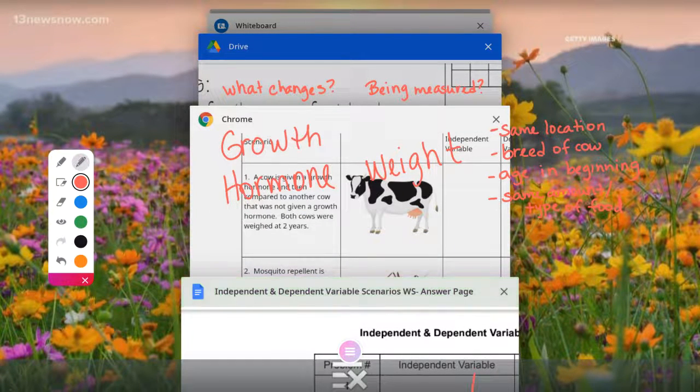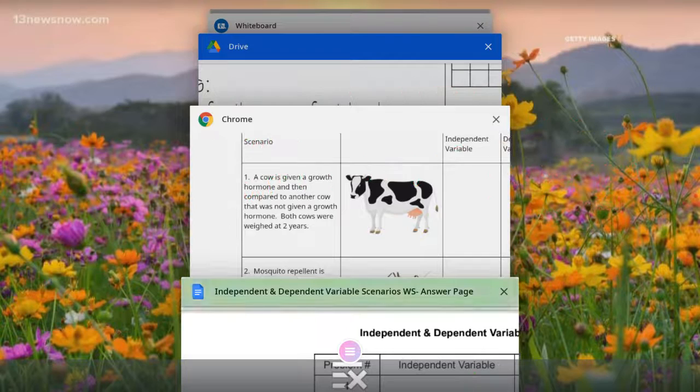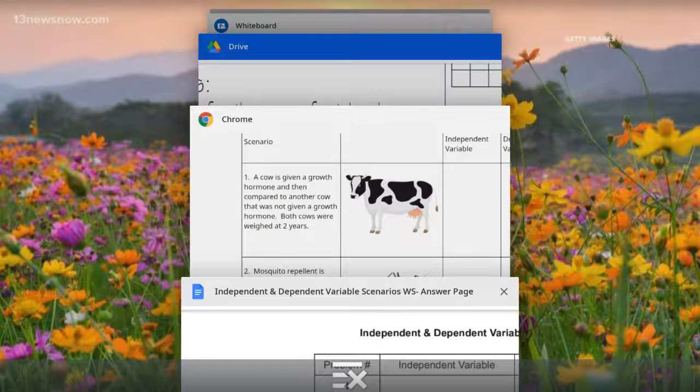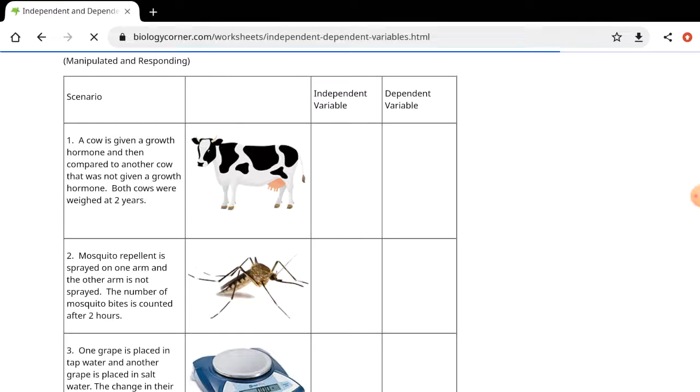Mosquito repellent is sprayed on one arm and the other arm is not sprayed. The number of mosquito bites is counted after 2 hours. Okay, another reason science is hard, the vocabulary is hard. Gabe missed an important word there. Do you know what that word means?